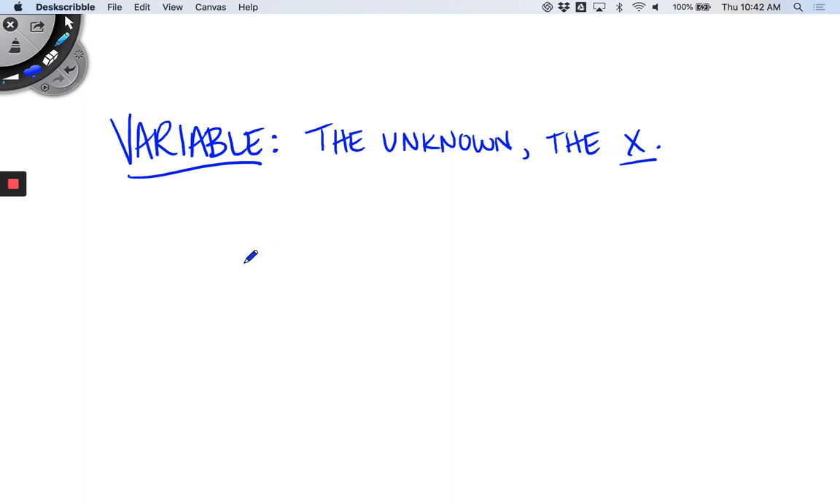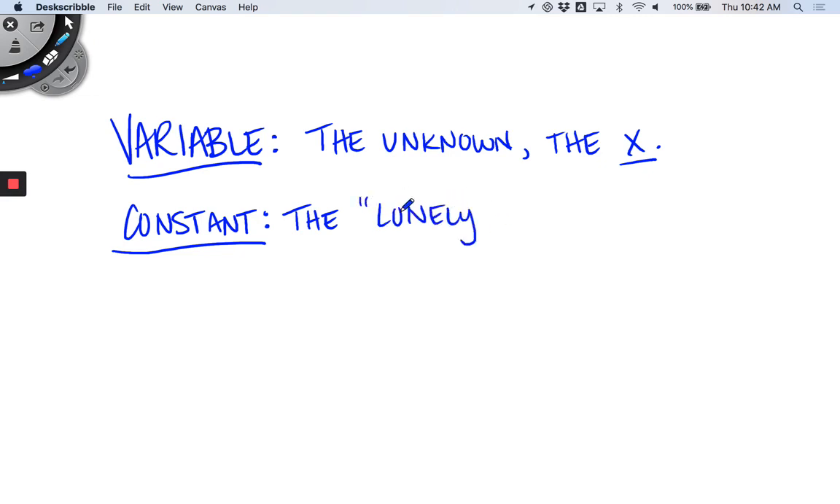That's a variable. The next word is constant. Constant is what I'm going to call the lonely number, and I'll explain that a little bit better when we start. It's just a number that's all by itself. It's not attached to an x or like stuck to an x. Constant. And then last one we're going to do is called a coefficient.